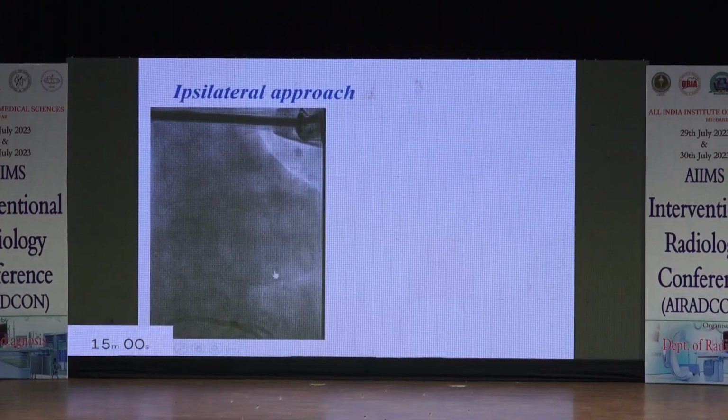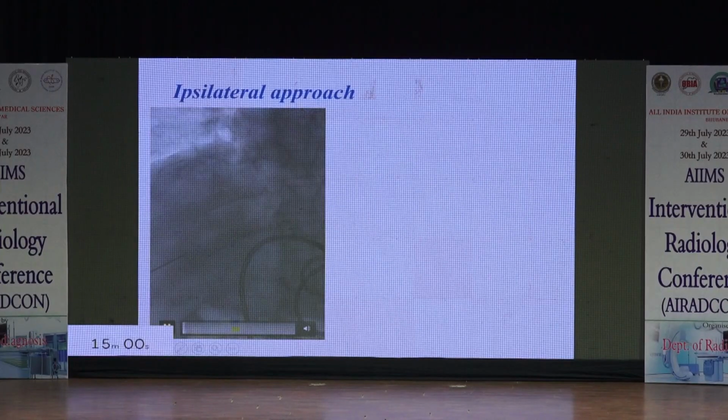So in this case what we did is an ipsilateral approach. We'll come to that discussion later. You can see now we have punctured the peripheral portal vein with the micropuncture set and are injecting contrast. You see the contrast is going to the periphery. If it had been a biliary puncture, it would go to the center. A portal vein puncture will go to the periphery. So now we are in the portal vein.